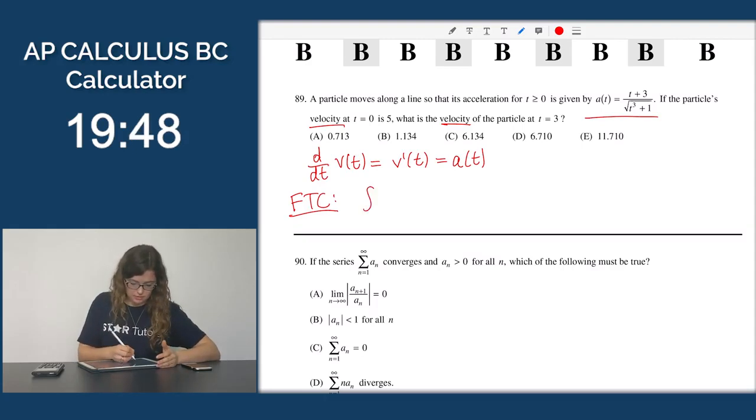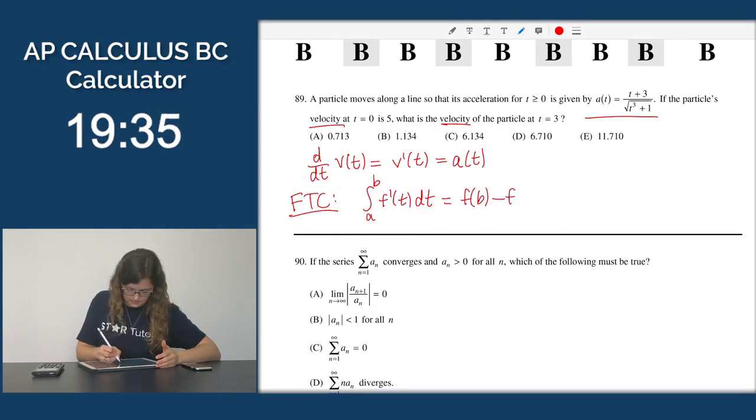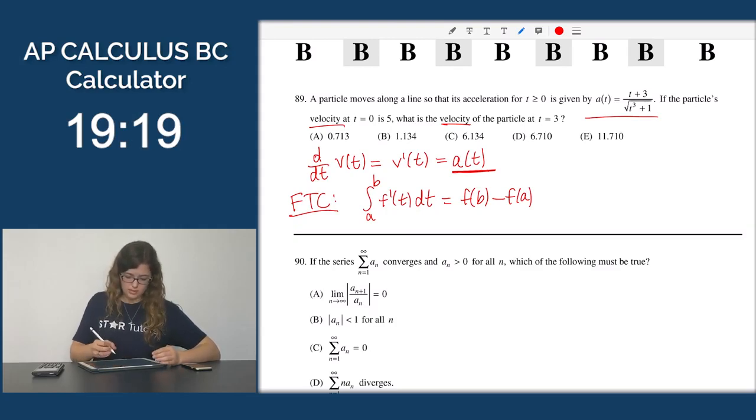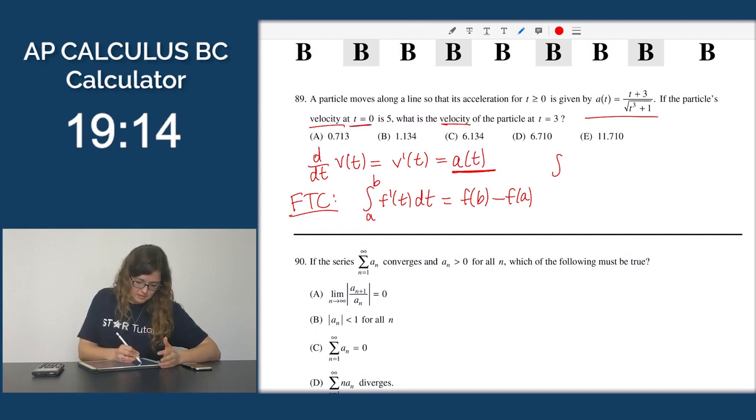So it says the integral of a function's derivative from a to b is equal to the function f of b minus f of a. In this case, we're applying this where our derivative function is the acceleration, and our original function is the velocity. So here we have the integral, and how do I know what to plug in for a and b? Well, they tell me something about time 0, and they want me to know something about time 3.